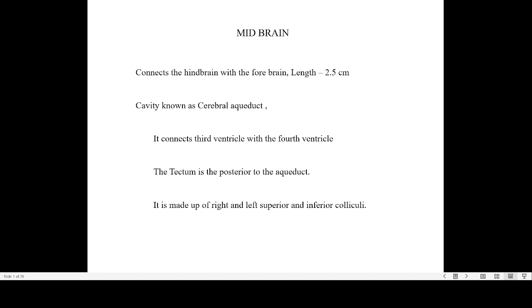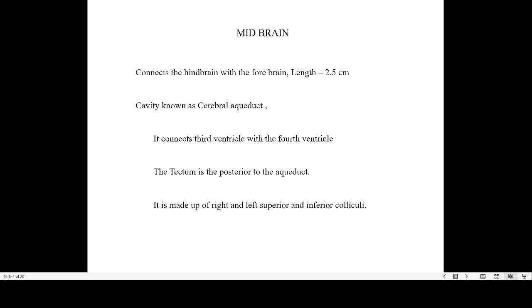Midbrain, that is the part of the brain stem. Usually the brain stem consists of three parts, that is midbrain, pons, and medulla.